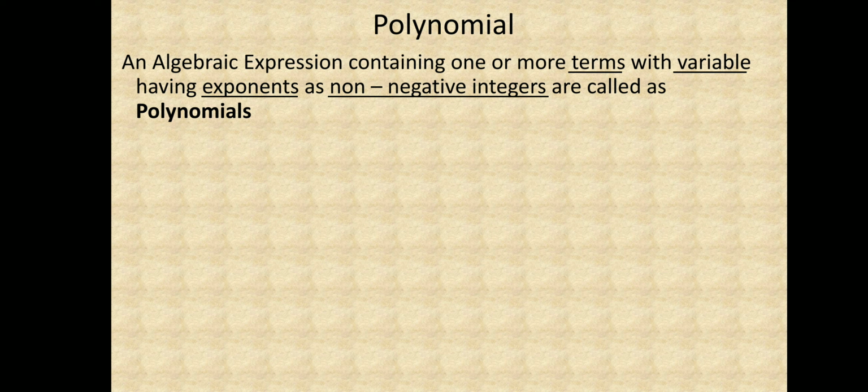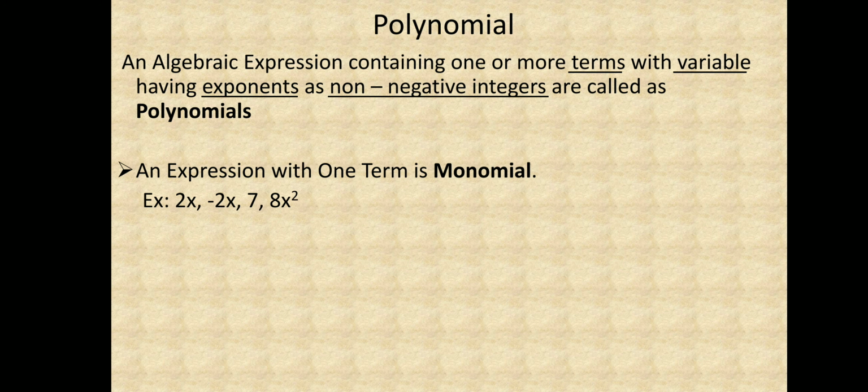So what does a polynomial have? It has terms, it has variables, it has exponents as non-negative integers. Now, if there is an expression with one term, you call it a monomial, for example 2x, minus 2x, 7, x squared, 8x square. So these are all with one term, right? These are known as monomials.